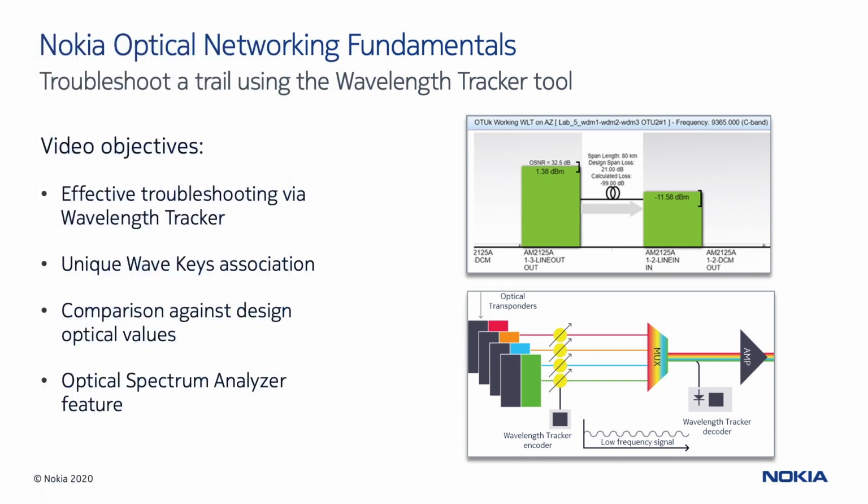Today, I'll provide an overview of the Wavelength Tracker feature to demonstrate how it can enhance troubleshooting operations to achieve fast resolution timeframes. We'll see that the Wavelength Tracker uses unique wave keys to mark every service within the 1830 domain to enforce fault isolation by providing troubleshooting skills such as optical spectrum analyzer and, in general, by allowing a real-time comparison against the network design parameters.